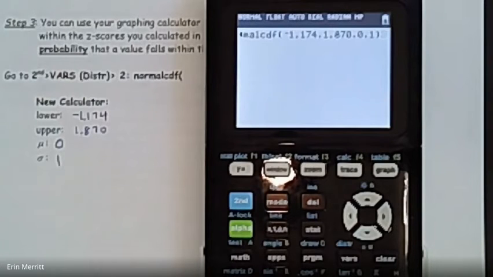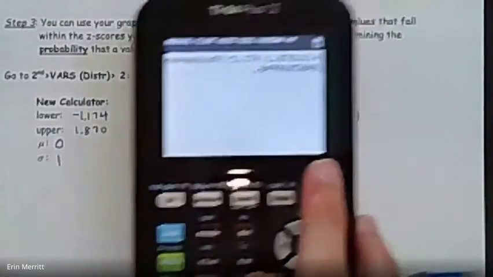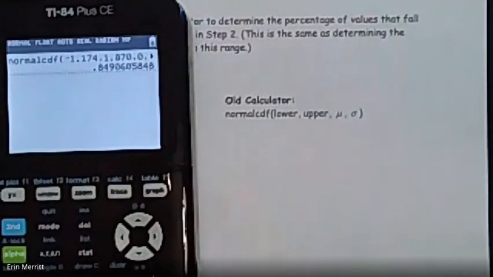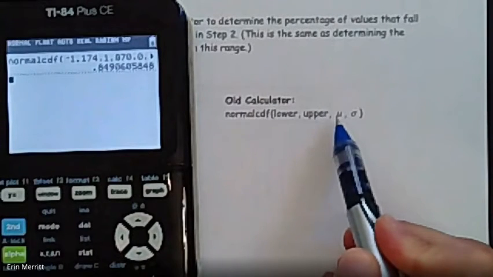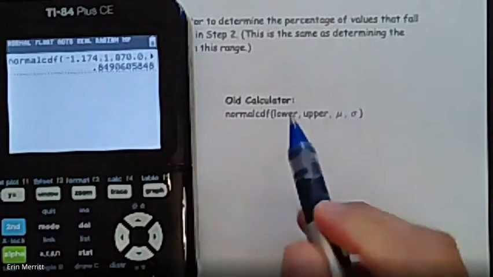All right. Go ahead, just hit paste, which for mine takes me back to the home screen, and then hit enter one more time. Now, if you have an older calculator, you have to put them in a particular order. You have to do lower, then upper, mean, sigma, and you have to put commas in between.